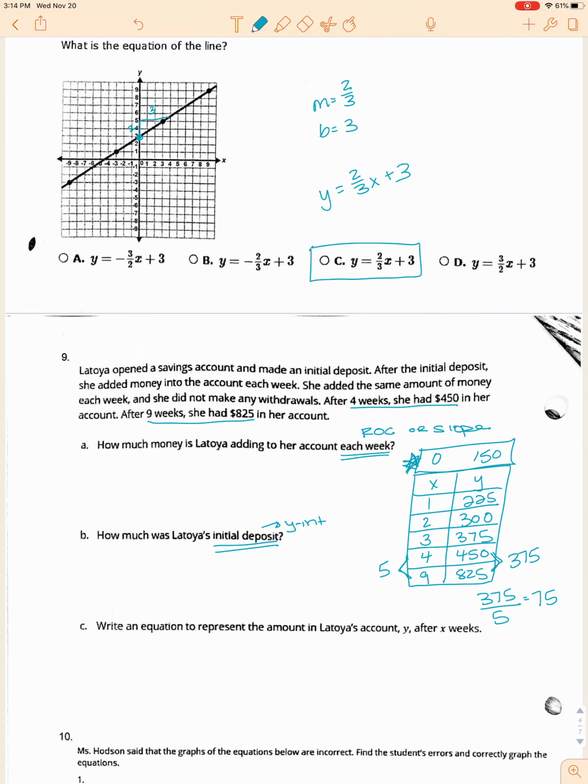So I have at 0 hours, or I'm sorry, at 0 weeks, so when she first initially starts, what is she starting that bank account with? And it would be $150. So she puts in $75 a week after she starts with that $150. So then the equation represented would be y equals 75x plus 150.